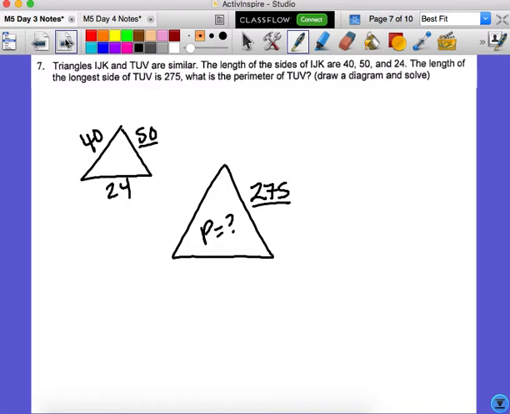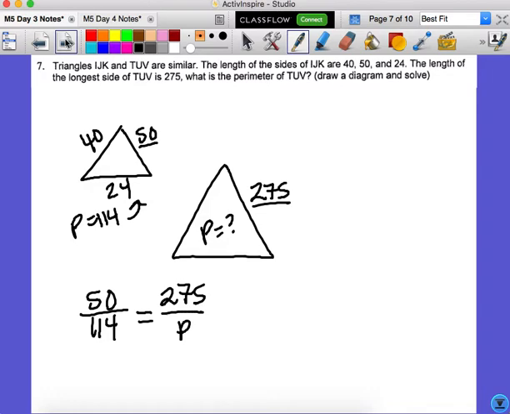So this is one of those cases where I could set up several different proportions and solve. So I could figure out what is the length of this side, what is the length of this side, and then add them all together. Or I can total up the perimeter of the first figure, 40 plus 50 plus 24, and my perimeter is 114 for this guy. So 50 over 114, so side over perimeter, would equal my side over my perimeter. So 114 times 275 divided by 50 gives me a perimeter of 627 units.